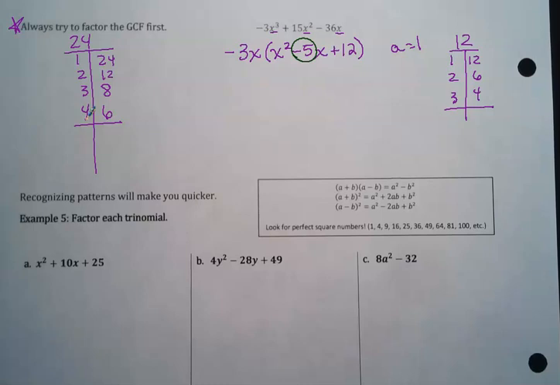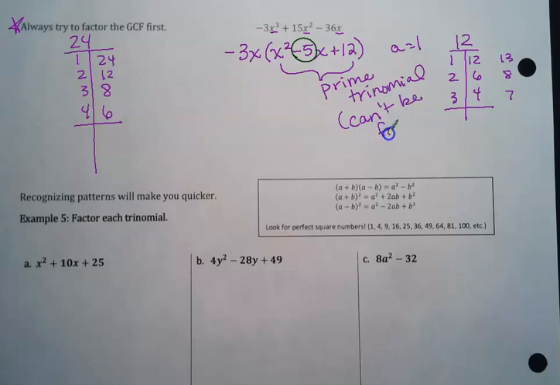Okay, so because none of these equal negative 5, like 1 plus 12 is 13, 2 plus 6 is 8, 3 plus 4 is 7, this is considered prime. Okay, this trinomial, it's a prime trinomial, because it cannot be factored. That's what that means. It can't be factored.